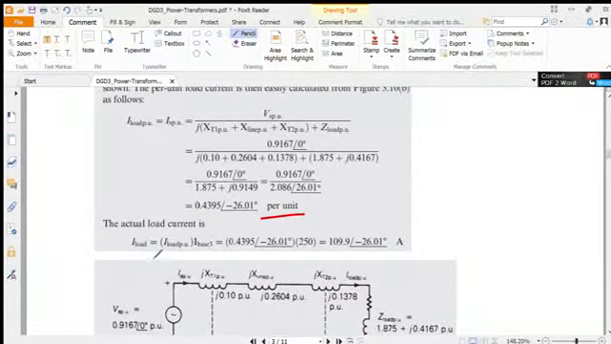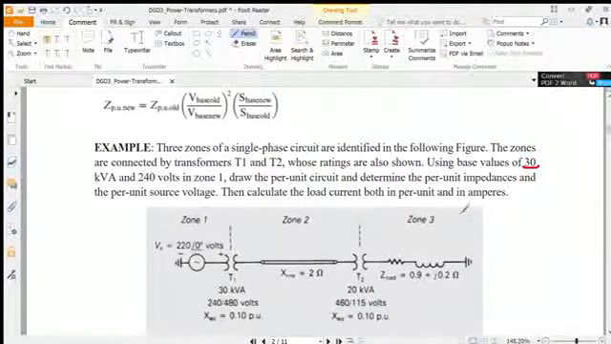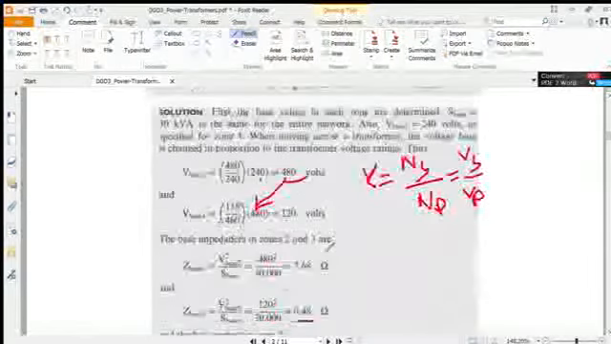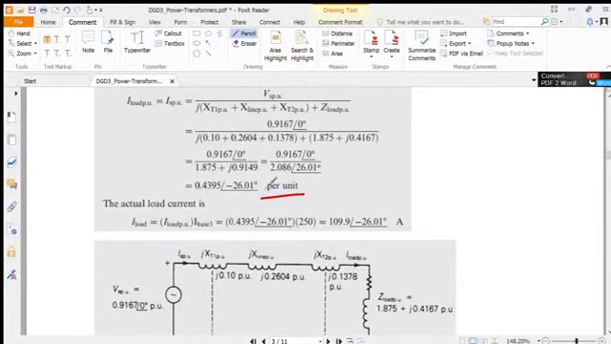in polar form. So what would be the actual value in amperes? Because in the question paper we have to calculate the load current in amperes. This is the per unit value of the current. So what is the actual current? We know per unit value equals actual value divided by base value, so to find the actual value we have to multiply the per unit value by the base value.